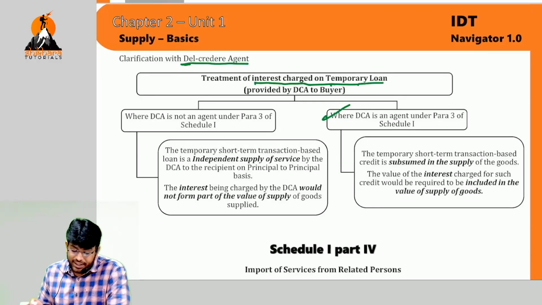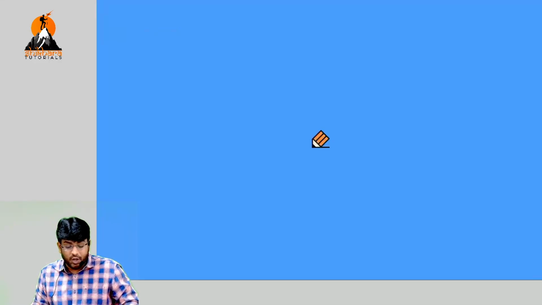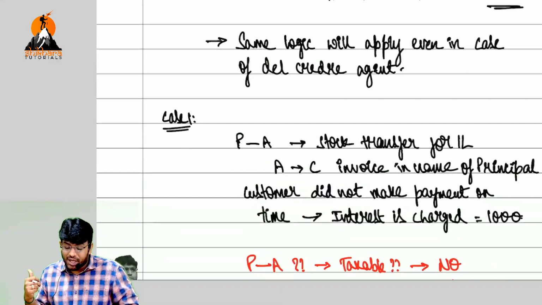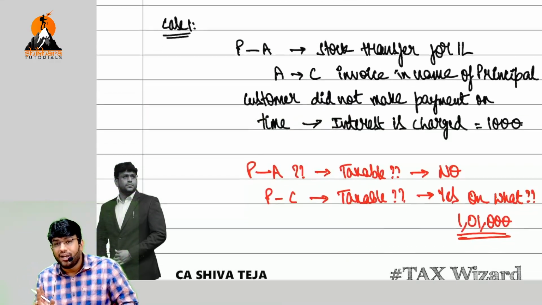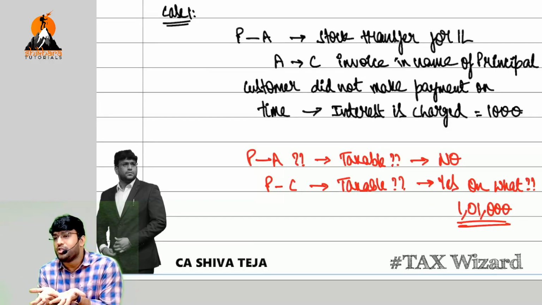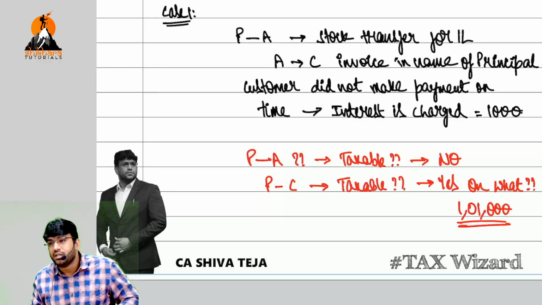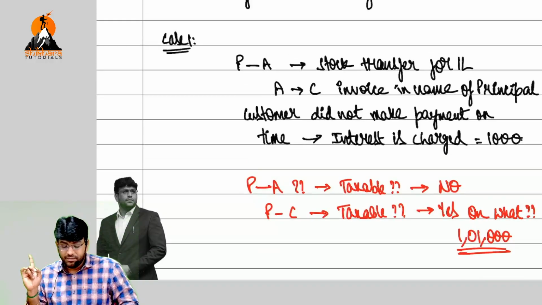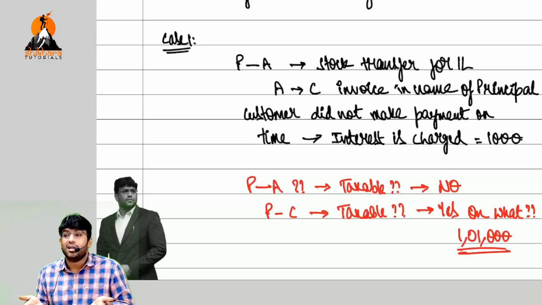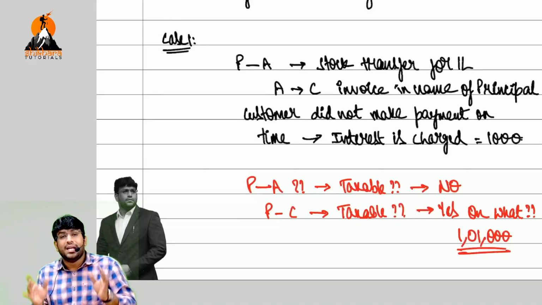Credere agent, where credere agent is an agent under para 3 of Schedule 1. So that is what we are talking here. Sir, P2A is taxable, no, sir? Yes, sir, if P2A is not taxable, we are not talking about anything at all. Sir, when P2A is taxable, ultimately principal only will enjoy whole money. Sir, this entire 1,01,000 is going to whose pocket? Principal pocket. No, agent is not a credere agent. I didn't tell that. And moreover, I did not tell you that this P2A is taxable.